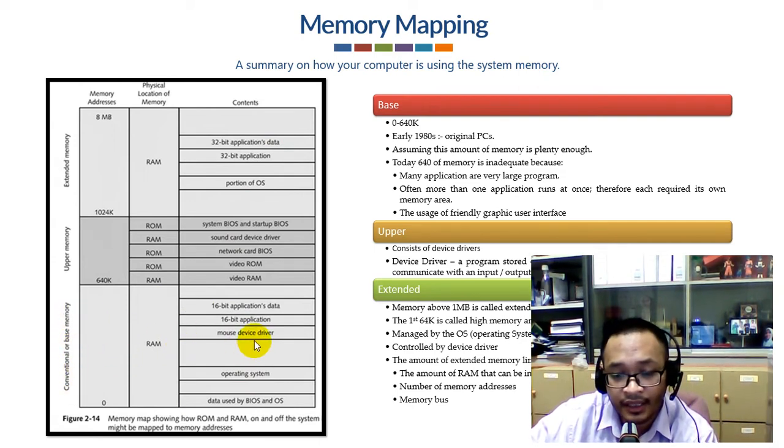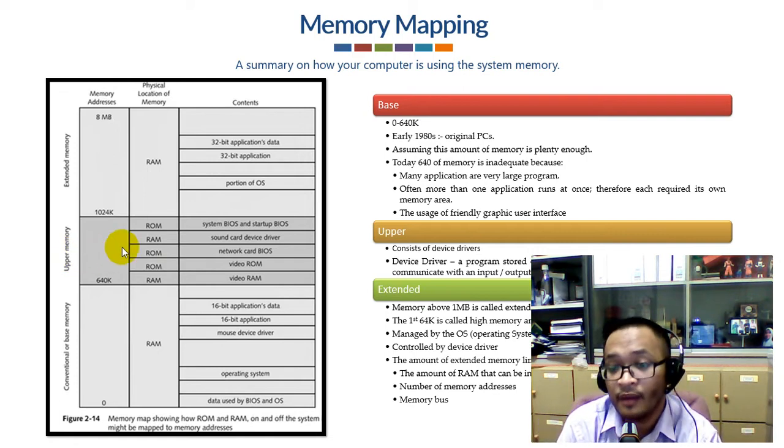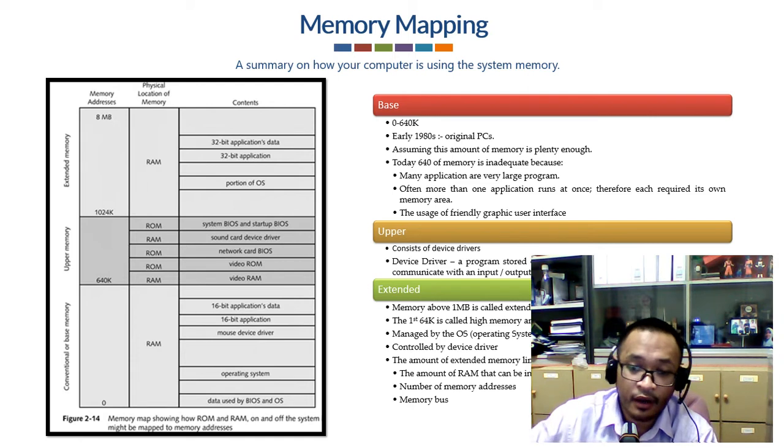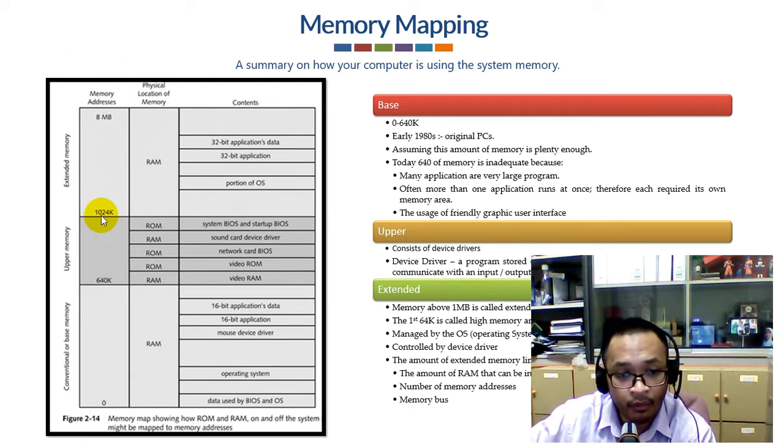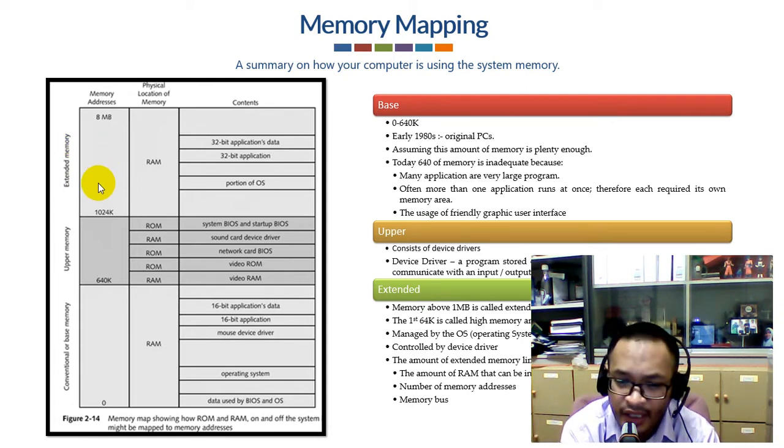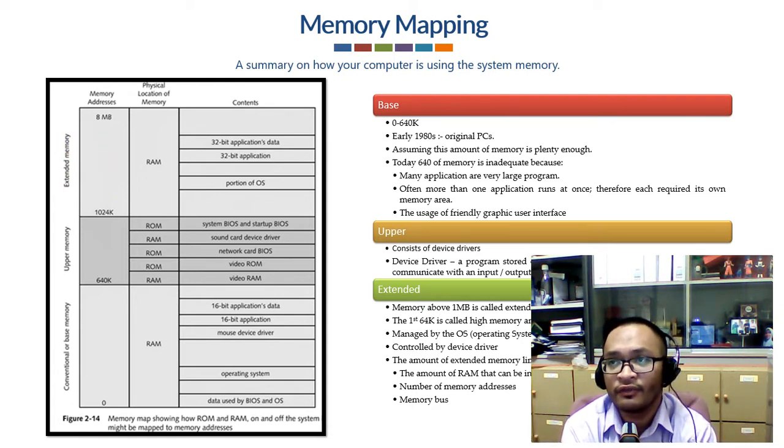Basically, the content of the conventional memory is our system BIOS. And then the middle one we call upper memory. The content of upper memory is usually the device driver. And then all memory above 1 MB we call extended memory. The limit of the extended memory depends on the limit of memory that can be installed on your computer, and this is determined by your chipset.